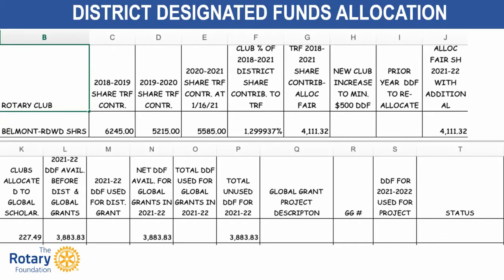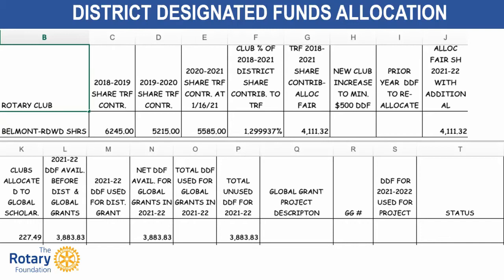Now we'll move down to the next row and look at column K. Now, this is an allocation, a hypothetical allocation for a Global Scholar. And it's there in case the president-elects at a pre-PETS meeting approve a Global Scholarship for the district. Now, we have historically done that for many years. And the way this is calculated is that we take the percentage that is up in column F, multiply it by the $17,500 cost for Global Scholar.